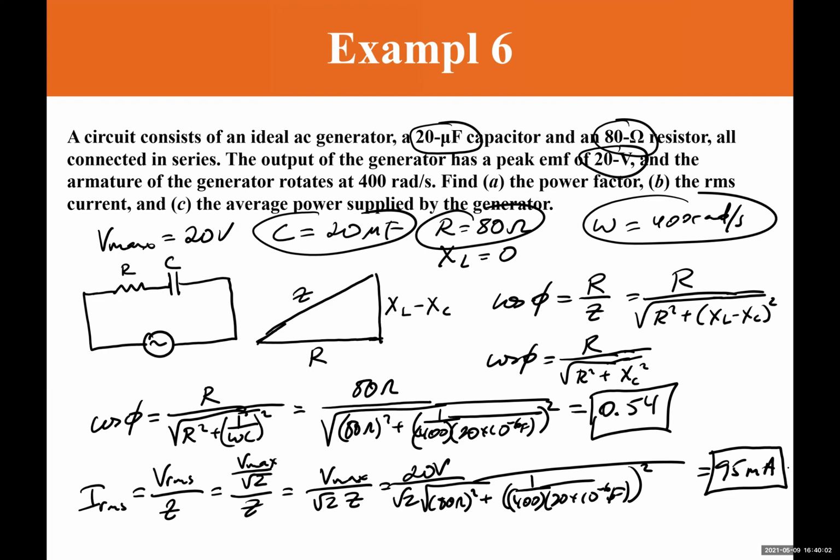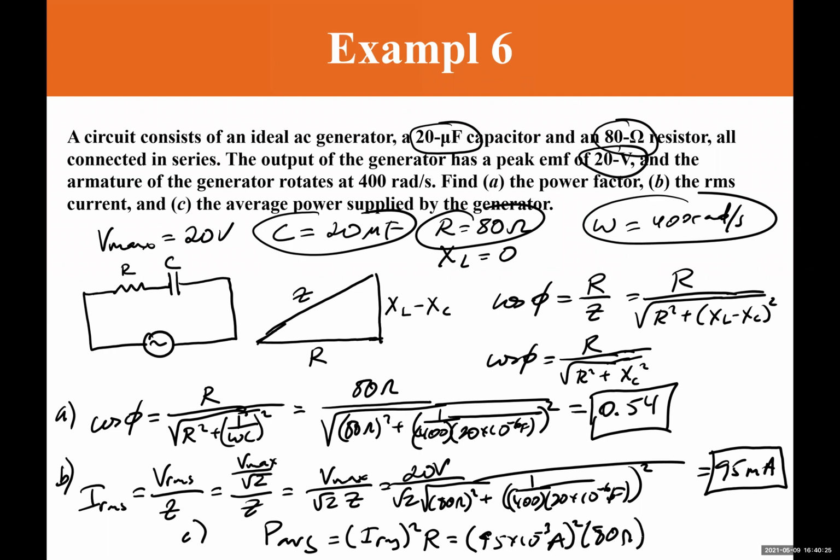Part C says, what is the average power supplied by the generator? Let's say this was B, and this was A. For part C, I have the average power. There are a number of ways we can calculate it, but remember the easiest one is I RMS squared times the resistance, because I have 95 times 10 to the negative 3 amps squared times 80 ohms. Plug in this, and we get 0.73 watts. That's our average power.